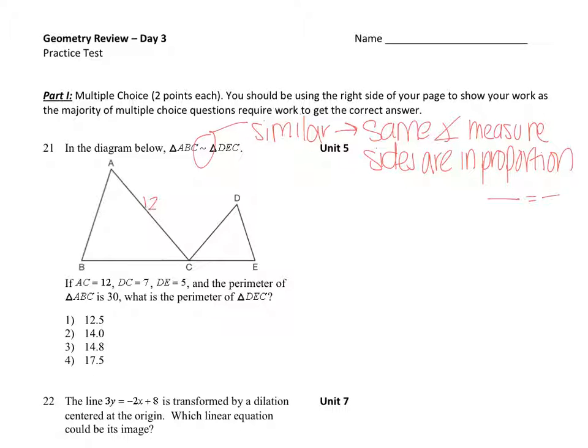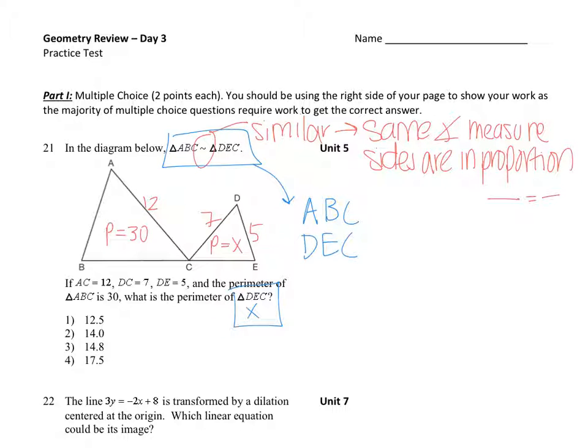It says AC is 12, DC is 7, DE is 5, and the perimeter of triangle ABC is 30. What is the perimeter of triangle DEC? So I'm going to choose to call that X because we don't know what it is. I know if I take my similarity statement, I can stack the letters: A, B, C, D, E, C, just writing them out the way that I see them. So I know that segment AC, A to C, matches with segment DC, because A matches with D, C matches with C.